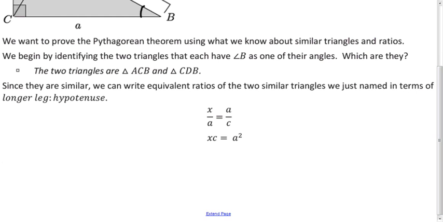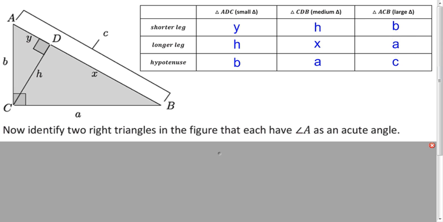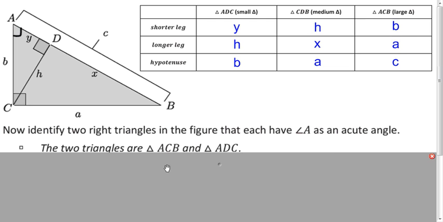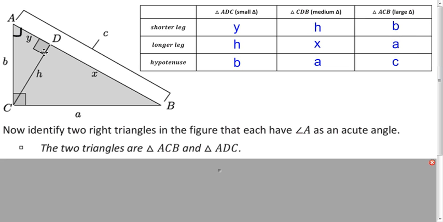Now we want to repeat this process to figure out what b squared is. So which two triangles have angle A as an acute angle? So now we're looking at this angle over here. That would be ACB and ADC, the small triangle and the large one.